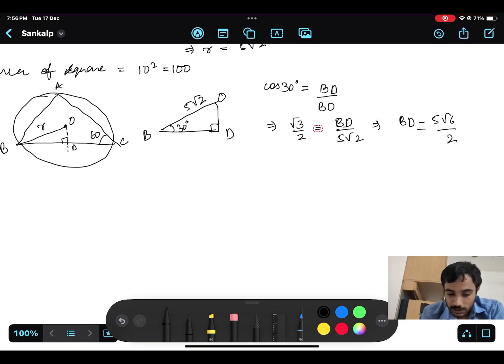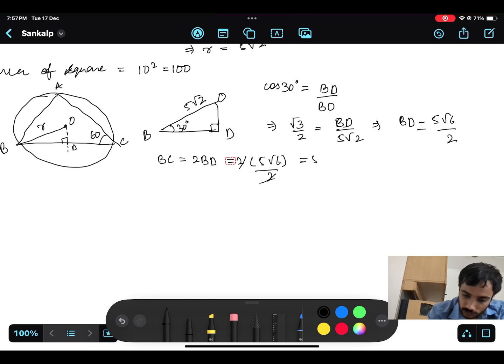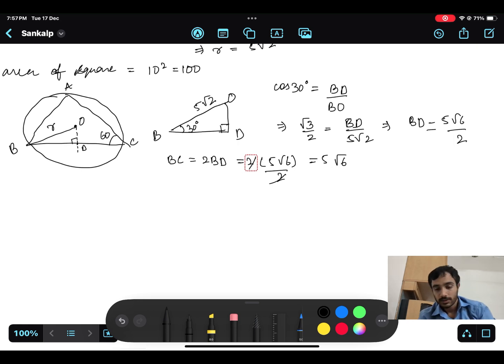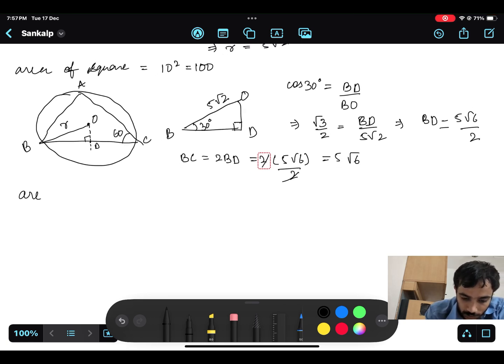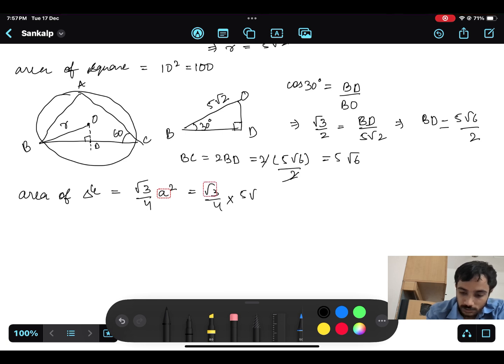Now we know that the perpendicular bisector D will be the midpoint, so BC will be equal to twice BD, which is 2 times 5 root 6 by 2. So we'll get 5 root 6 as the length of the sides of the equilateral triangle. So the area of the triangle: we know that the area of an equilateral triangle is root 3 by 4 into the square of the side, so root 3 by 4 into 5 root 6 whole squared.